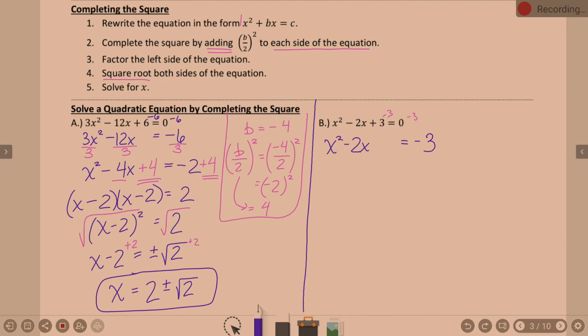Okay, step 2. What does step 2 tell me to do? Divide your b by 2. Okay, we've got to find our b divided by 2 quantity squared. So what is b? Negative 2. B is negative 2. So b divided by 2 squared. Negative 2 divided by 2 squared. Negative 2 divided by 2 is negative 1. Negative 1 squared. Negative 1 times negative 1 is positive 1.